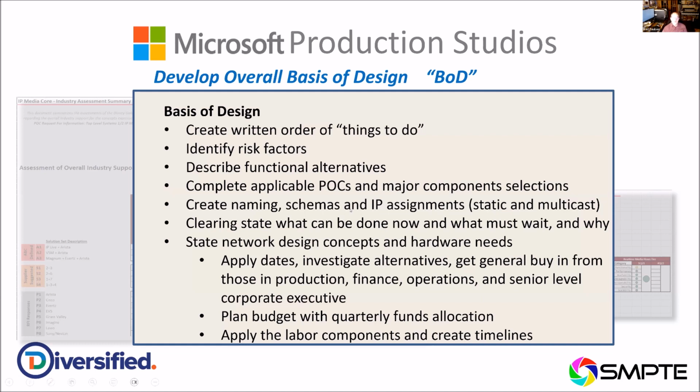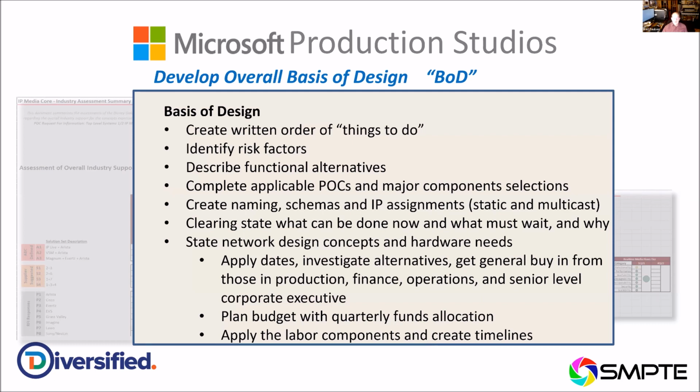Then we would describe functional alternatives and what was applicable, what we needed to do in terms of a POC, a proof of concept. Did we need to do a proof of concept? And from this, we came back with the major component selections like the KVM and so forth. We also created naming for them, because there need to be new naming infrastructures and architectures, and new schemas and what the IP assignments would be, both the static IP addresses and the multicast IP addresses.